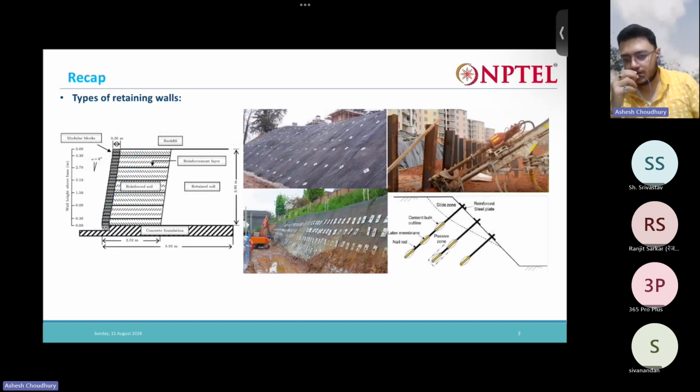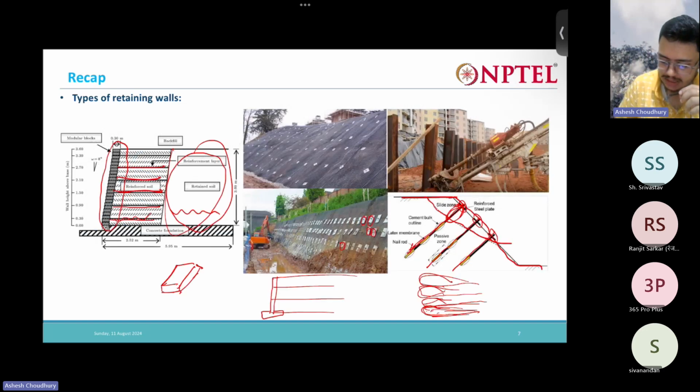So we grout the hole wherever you have put the reinforcement, and after that, sometimes what we see here, you can see some mesh kind of structure, right? So generally this is the practice. We put some net steel meshing, steel net kind of thing, and over that we put this capping.